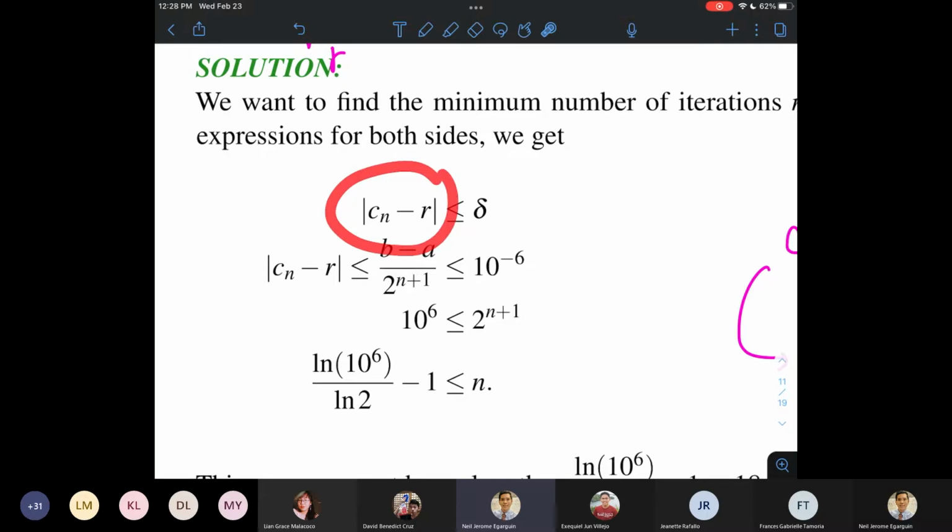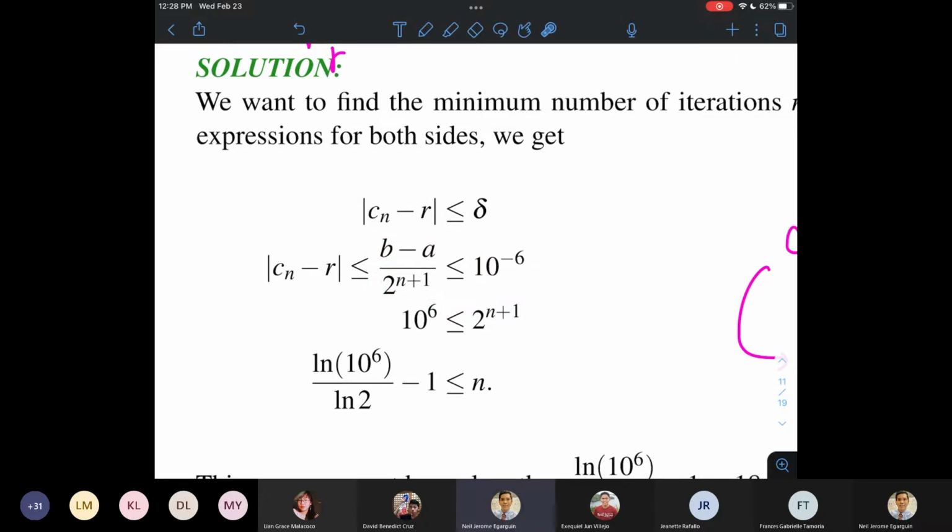But we don't know what the exact value of C sub n minus r is. All right? So that makes the computation of the exact minimum number of iterations impossible. But I know that this will not exceed (b minus a) over 2 to the power n plus 1. So if I impose that (b minus a) over 2 to the power n plus 1 does not exceed delta, I am sure that this inequality is satisfied. All right? So instead of dealing with this, I will look for the solution n of this inequality.